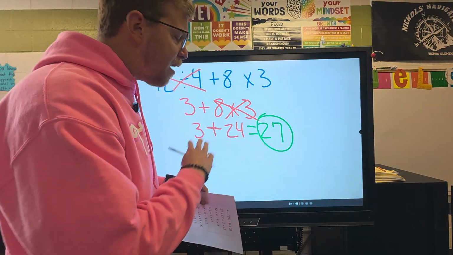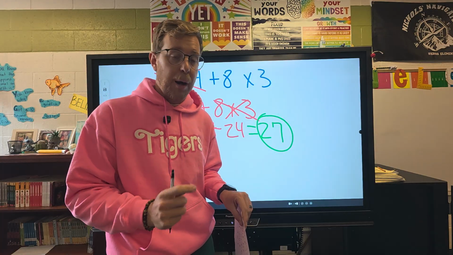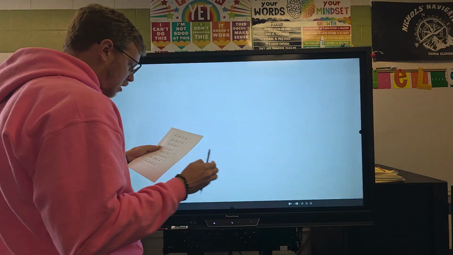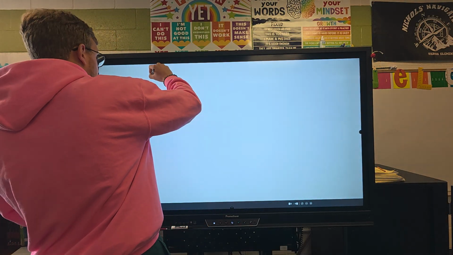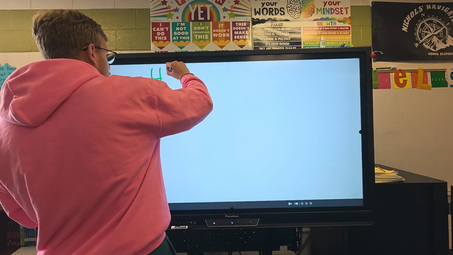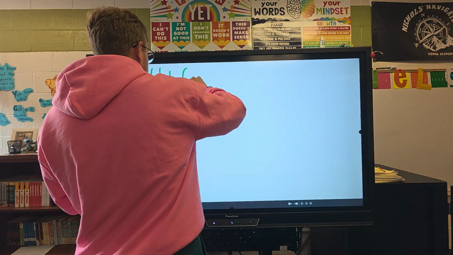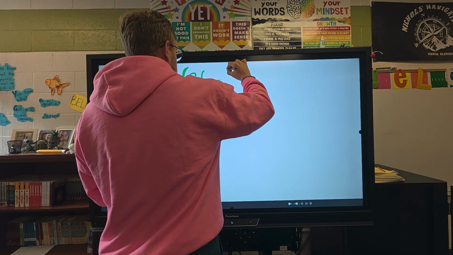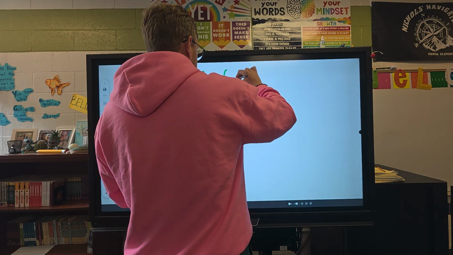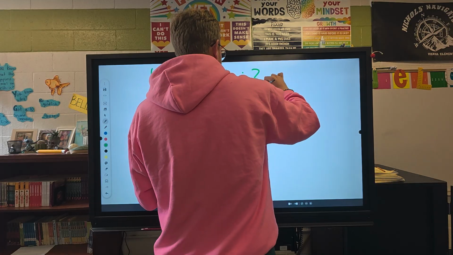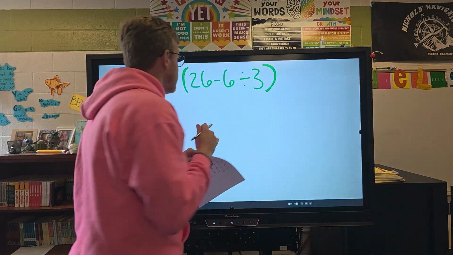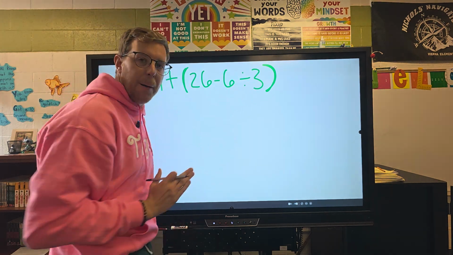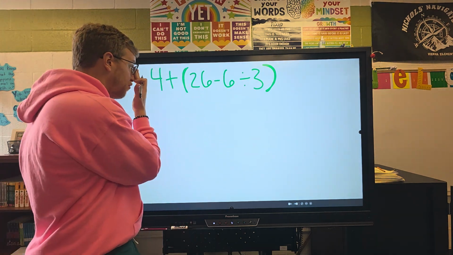Now, if we want to make this a little bit more complicated, I'll show you what that might look like, all right? So for this one, I'm going to write 4 plus, I'm going to put my parentheses symbol, 26 minus 6 divided by 3. Now I chose this one because not only do we have parentheses, but we have two different operations within the parentheses. So check this out.